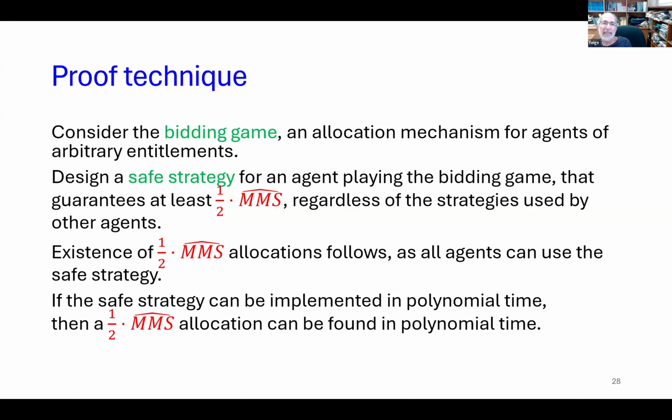And a safe strategy is a strategy that ensures that no matter what strategies are used by the other agents, the agent gets a value at the end of at least half MMS hat. Once we design such safe strategies, this implies that half MMS hat allocations exist, because all agents can use such a safe strategy. If in addition the safe strategy can be implemented in polynomial time, then it would give a polynomial time algorithm to find the half MMS hat allocation. But our strategy, we don't know how to implement it in polynomial time.